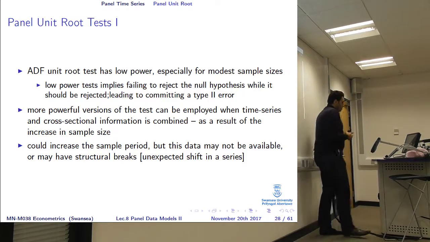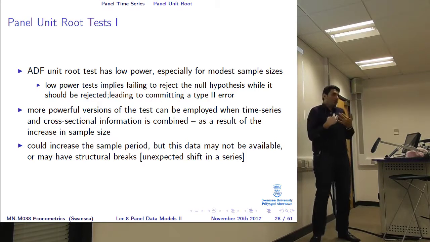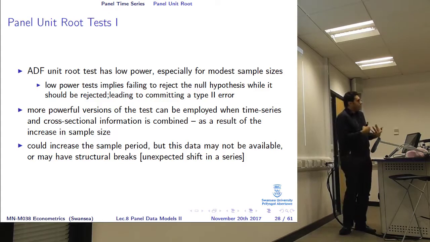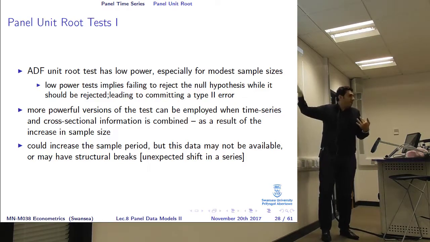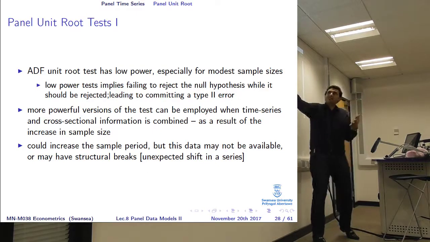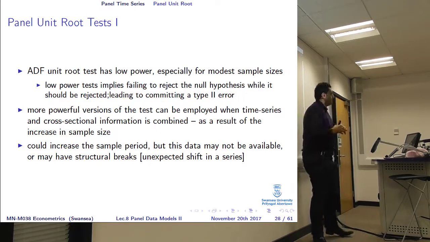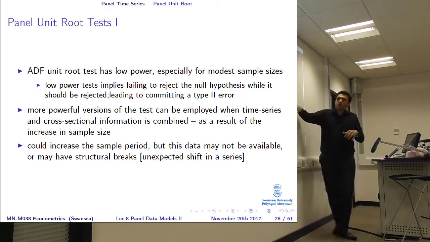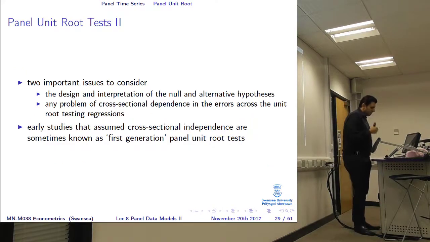These tests are of low power, especially if you have a modest or small sample size. As the sample becomes smaller, the tests become even lower in power. But with panel data, we could extend that because you've got both dimensions together, T and N, so you've got more data and a bigger sample size.